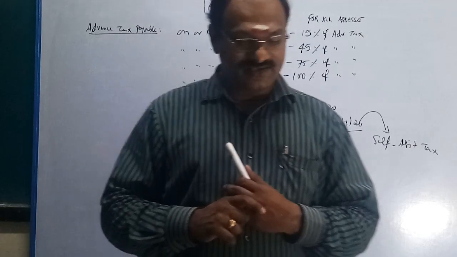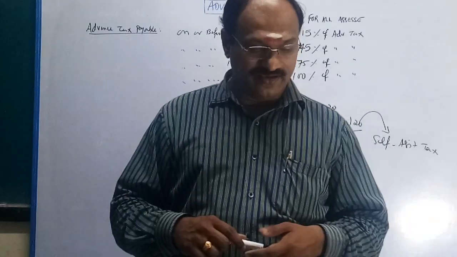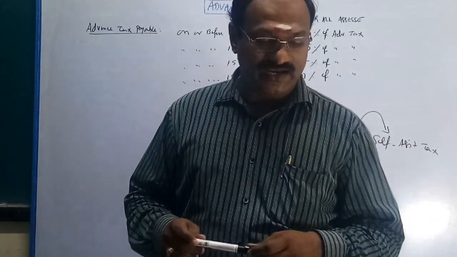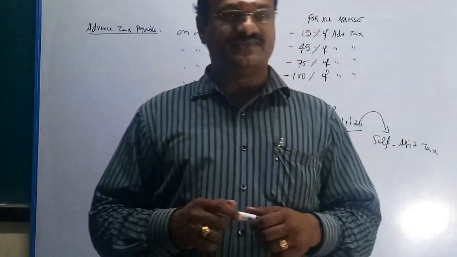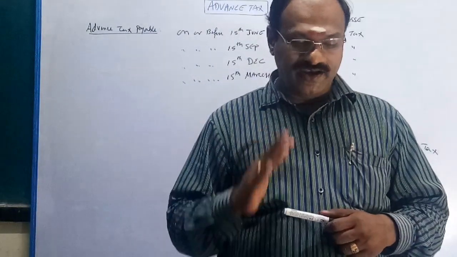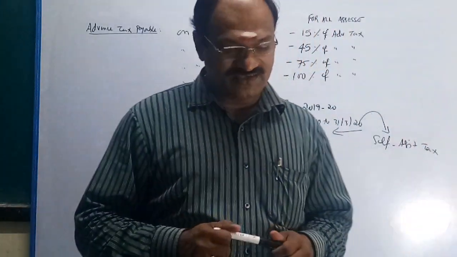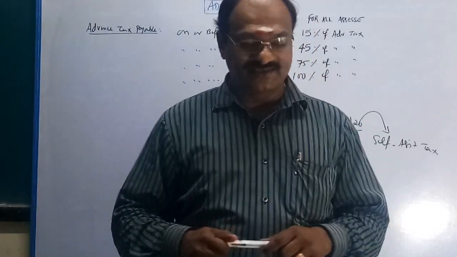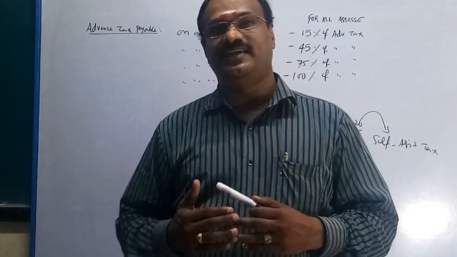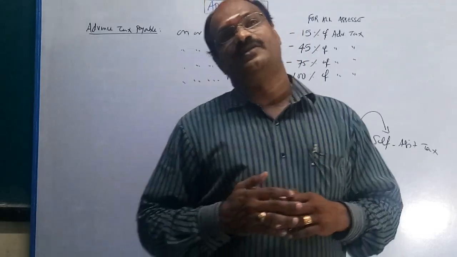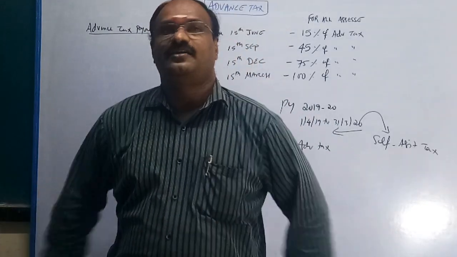Fine. Next, note: tax paid before 31st March of the relevant previous year is called advance tax. Example, tax paid between 1/4/2019 to 31/3/2020 shall be treated as advance tax paid for the previous year 2019-20. Any tax paid after 31st March is to be treated as self-assessment tax. What is self-assessment tax? Self-assessment tax means balance tax payable by the assessee on the returned income after adjusting TDS as well as advance tax.